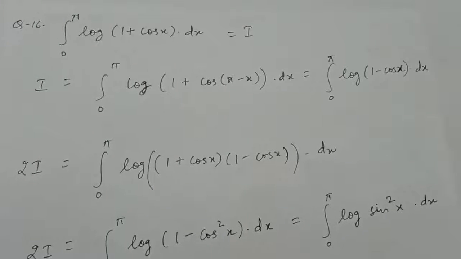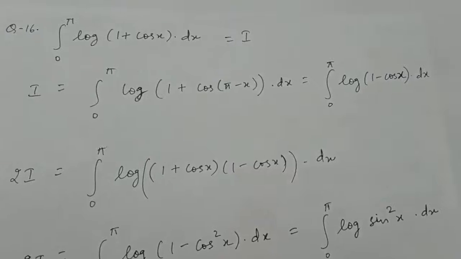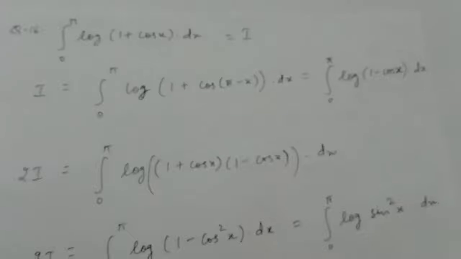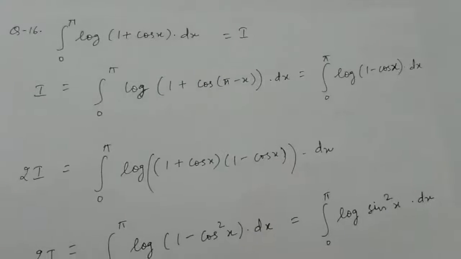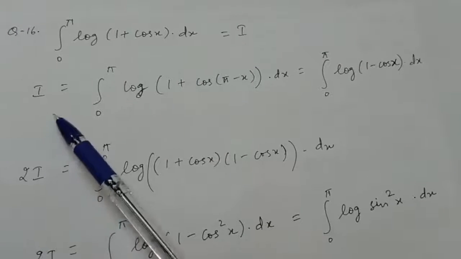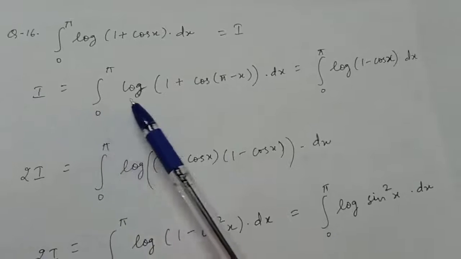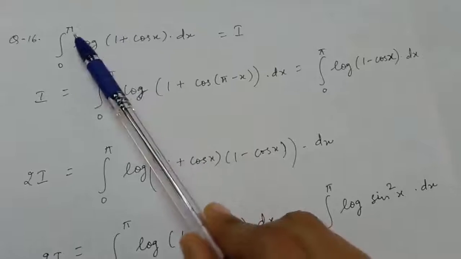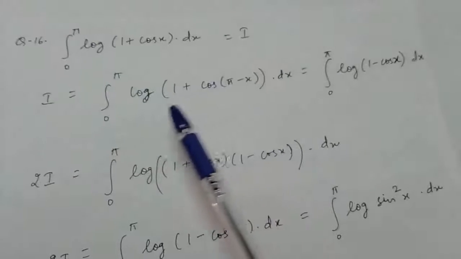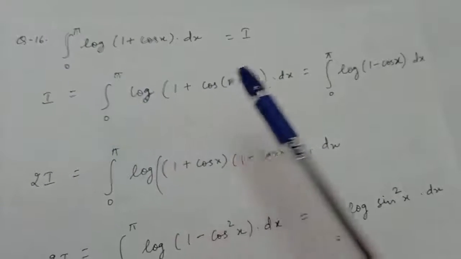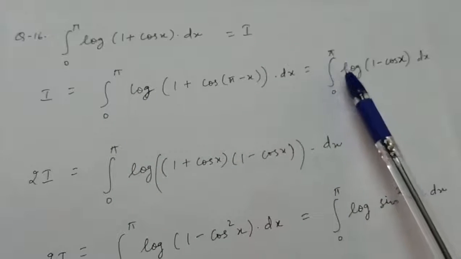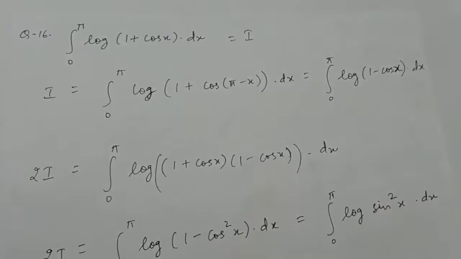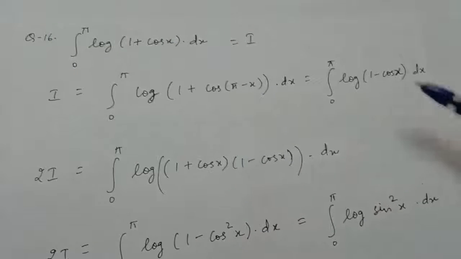Question number 16 is the integral of log of (1 plus cos x), and the limits are from 0 to pi. Let this given integral be equal to I. Now applying the property, I is also equal to the integral of log of (1 plus cos), in place of x write pi minus x, and the limits are the same from 0 to pi. Now cos(pi minus x) is minus cos x.